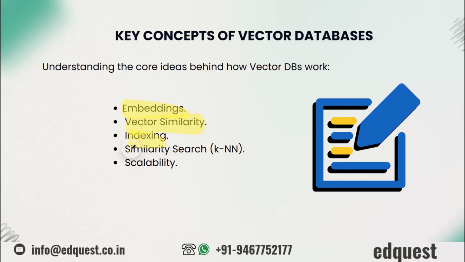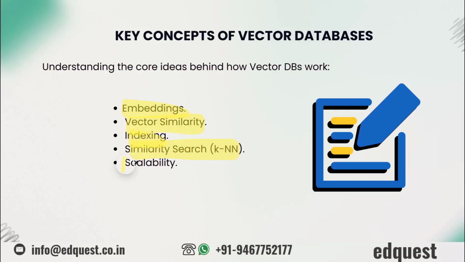The next one is similarity search. We use the KNN method for similarity search. KNN stands for K nearest neighbor, a technique to find the top K vectors that are closest to your query vector. Here, K is the number of vectors you want to get from a vector DB. That's what powers things like smart search, Q&A bots, and recommendations.